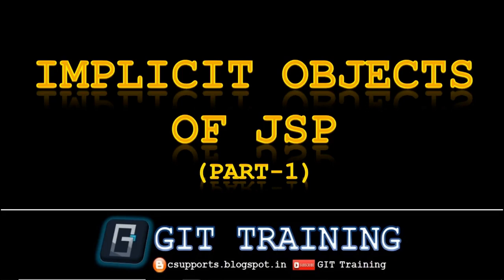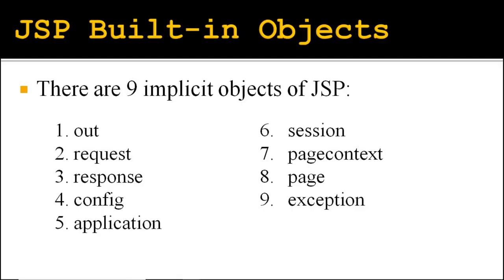Today we are going to learn about implicit objects of JSP, which are also called built-in objects. JSP has 9 inbuilt objects which are created by the web container and are available to all the JSP pages. They are out, request, response, config, application, session, page context, page, and exception.